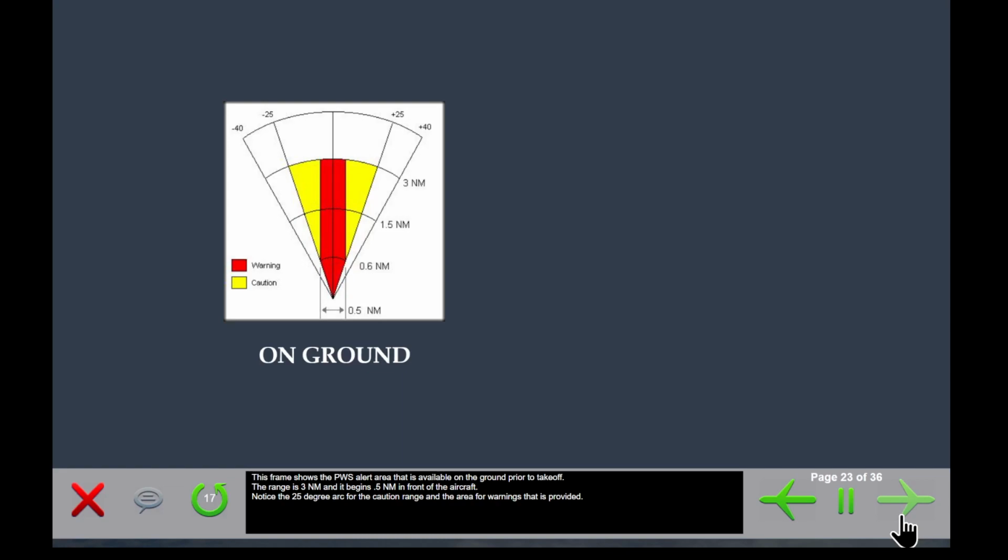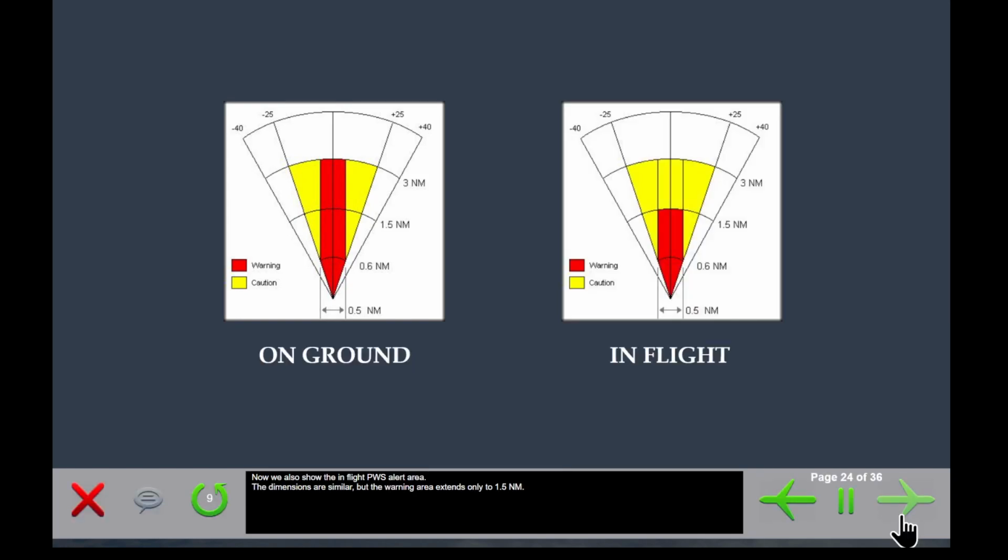This frame shows the PWS alert area that is available on the ground prior to takeoff. The range is 3 nautical miles, and it begins 0.5 nautical miles in front of the aircraft. Notice the 25-degree arc for the caution range and the area for warnings that is provided. Now we also show the in-flight PWS alert area. The dimensions are similar, but the warning area extends only to 1.5 nautical miles.